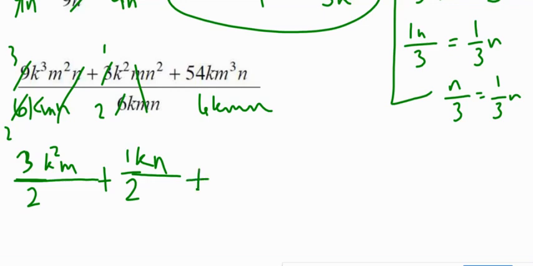Next, I have 54 over 6, which is 9. K over k, which cancels. M cubed over m would give me m squared. And my n's cancel. So technically, this last term, this 9m squared, could be over 1. But you likely wouldn't see that because more simplified would just be 9m squared.